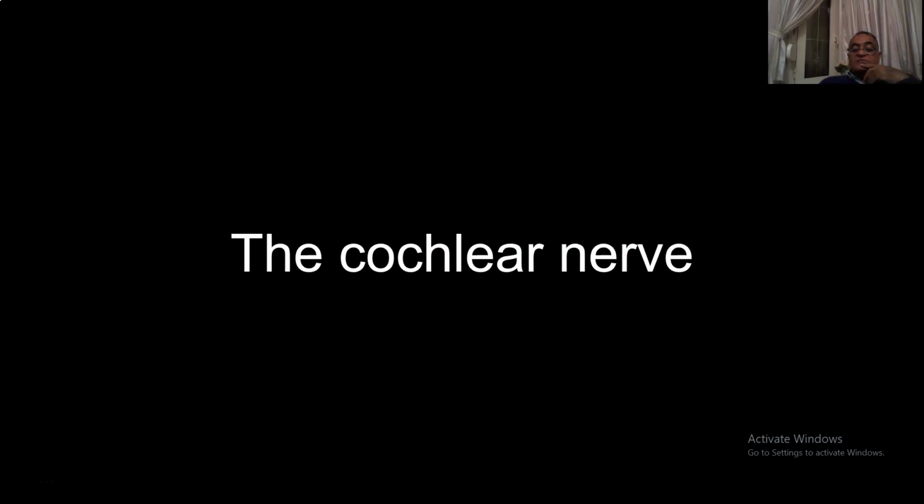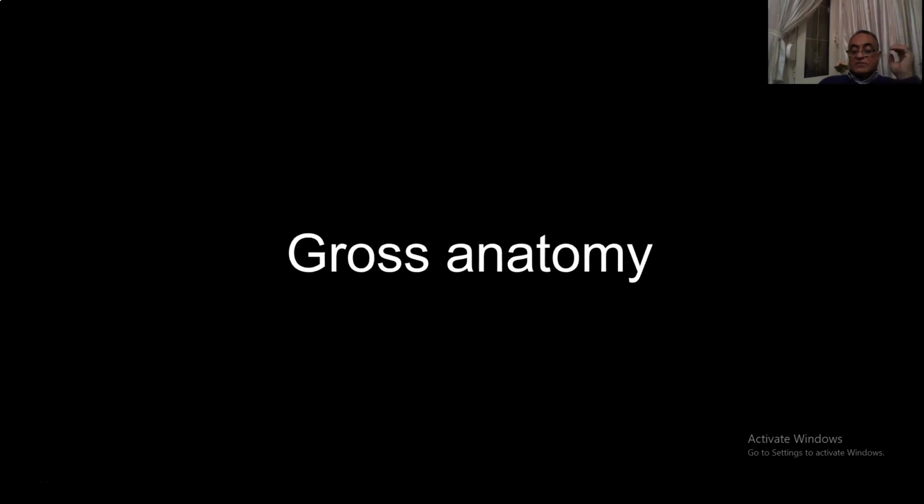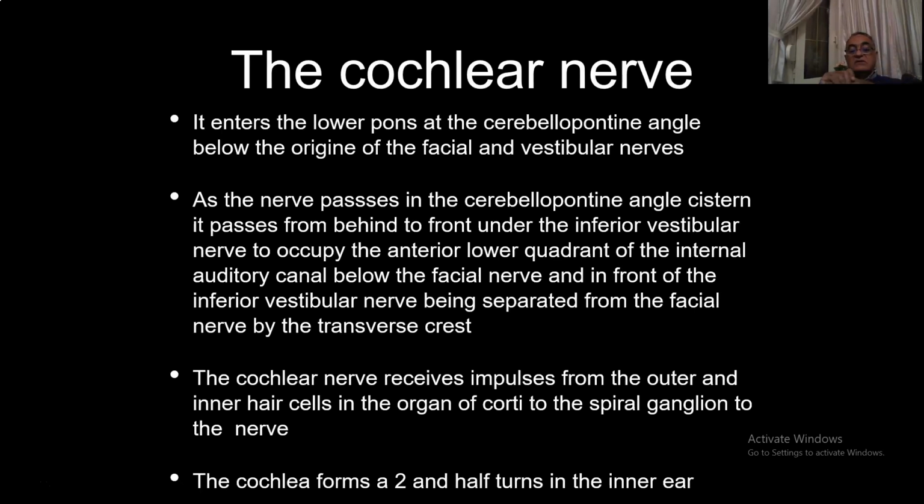The cochlear nerve is the second part of the eighth cranial nerve. Gross anatomy: it enters the lower pons at the cerebellopontine angle as one bundle with the vestibular nerve, below the origin of the facial and the vestibular. If you remember, the MIFC: motor part, nervus intermedius, vestibular, and the last is the cochlear. And we saw before, as the nerve passes in the cerebellopontine angle cistern, it passes from behind to front. We said the origin is anteroinferior.